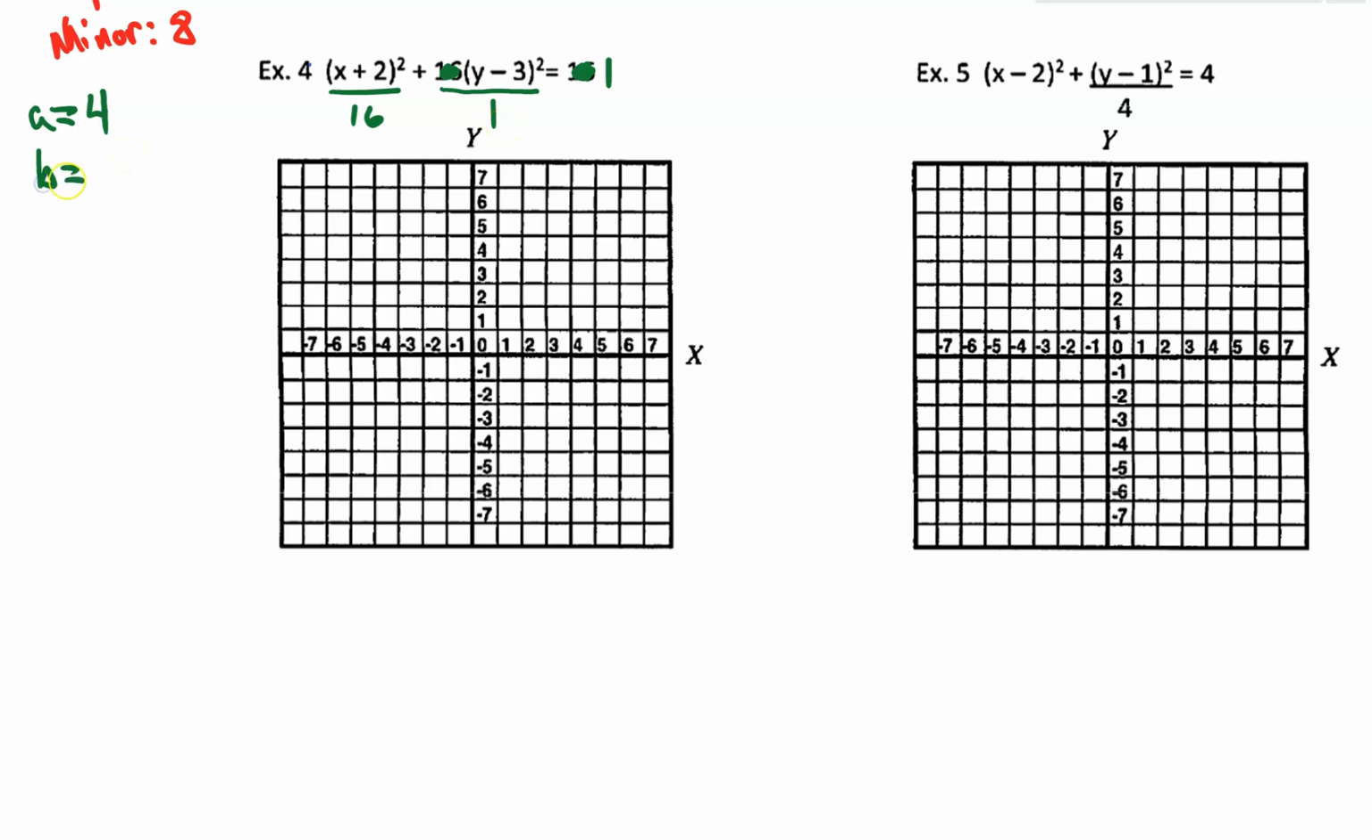Our B value here is just 1. So I know that my center is going to be at -2, 3. So I go to -2, I go up 1, 2, 3. It's right here. Now I know my A was 4, so 4, 1, 2, 3, 4 in this direction, 4, 1, 2, 3, 4 in this direction. My B is 1, so I'm up just 1 on both of the B values. This thing is looking something like this.